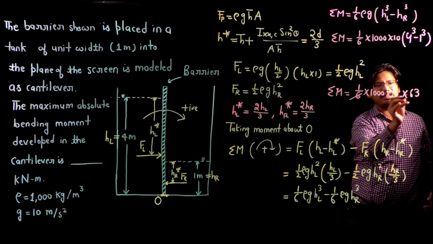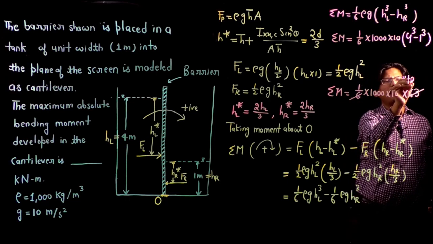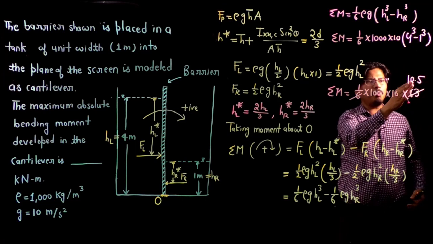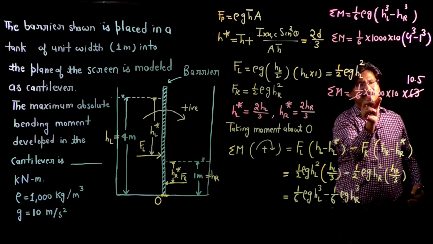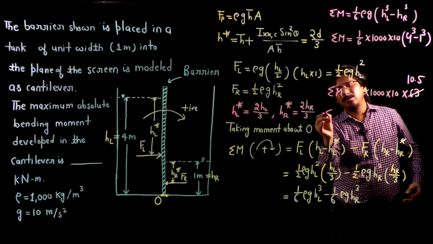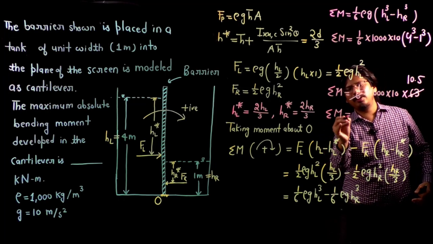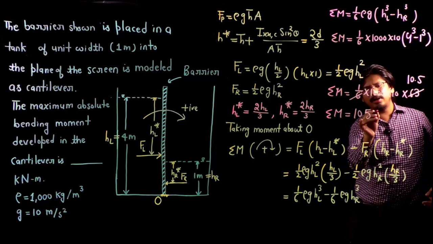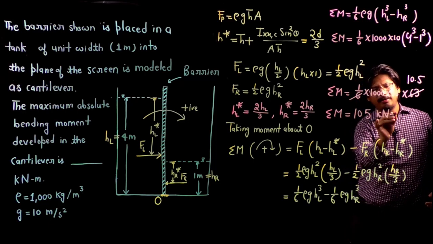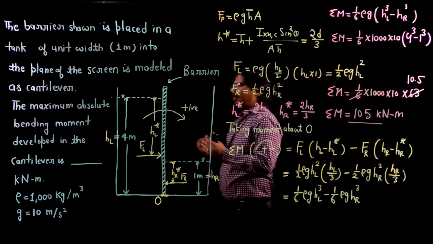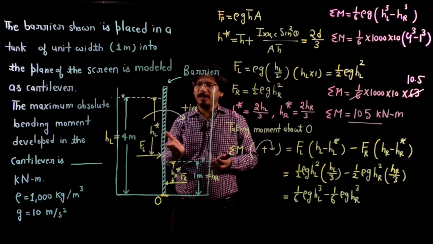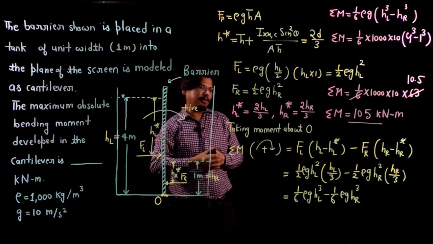So now if you cancel 6 and 63, around 10.5 will come. So 10.5 into 10 will be 105, and if I take this 1000 in kilonewton form, the net moment will be 105 kilonewton meter. This is the answer, my friends. This is the maximum absolute bending moment developed in the cantilever. Thank you.